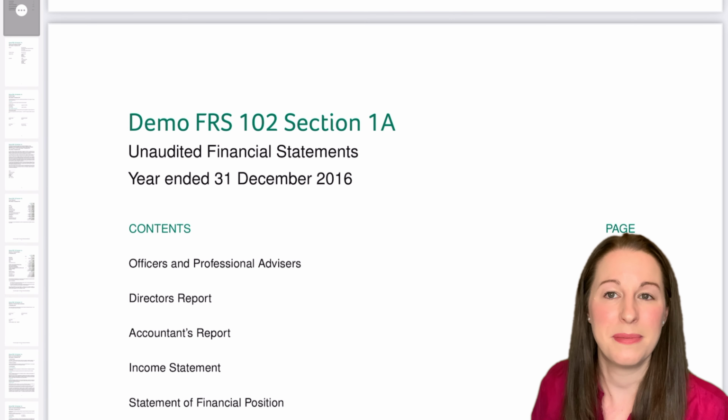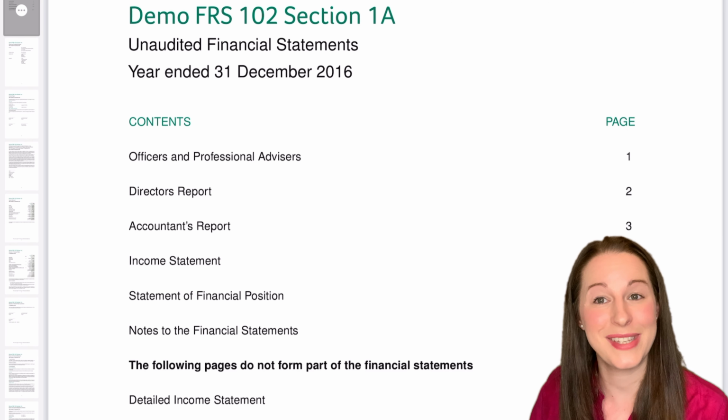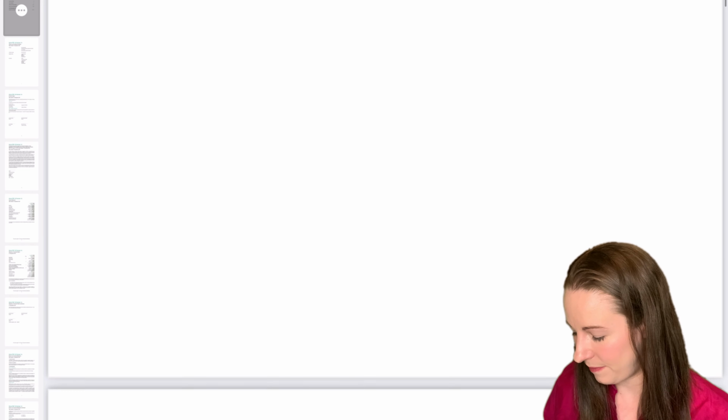The second page tends to be a contents page. It's not a necessity, it's just a nicety that we all tend to put in there. So it covers what is going to be in those accounts.